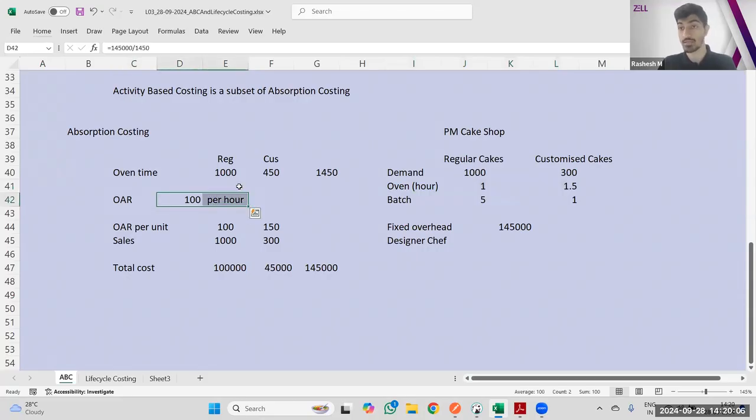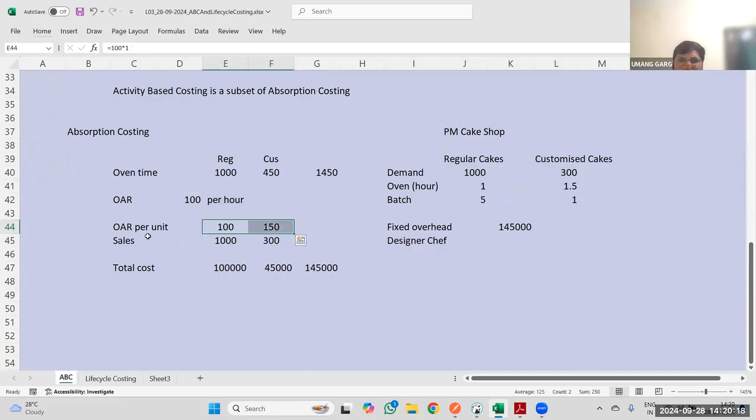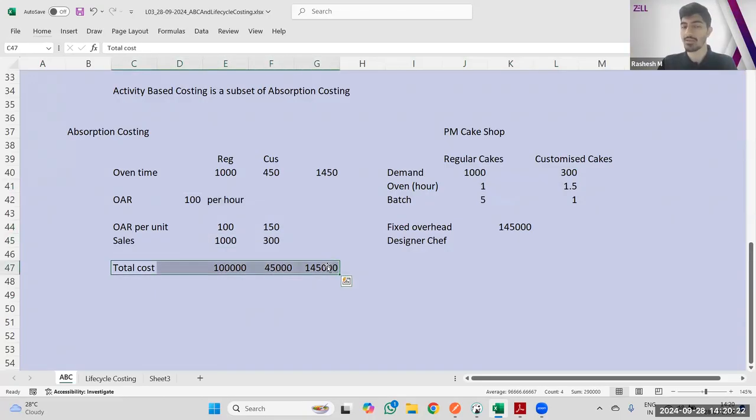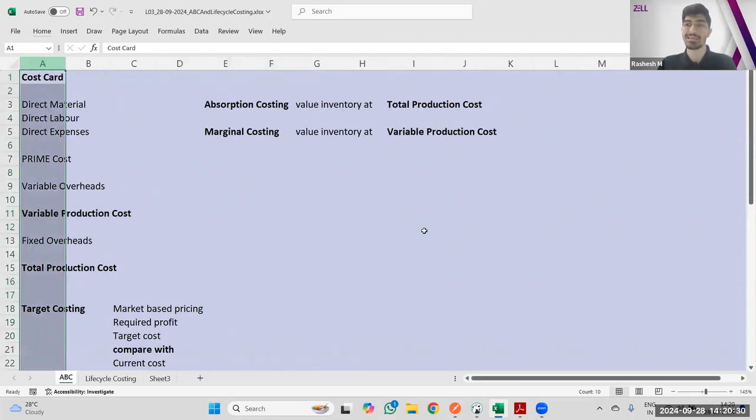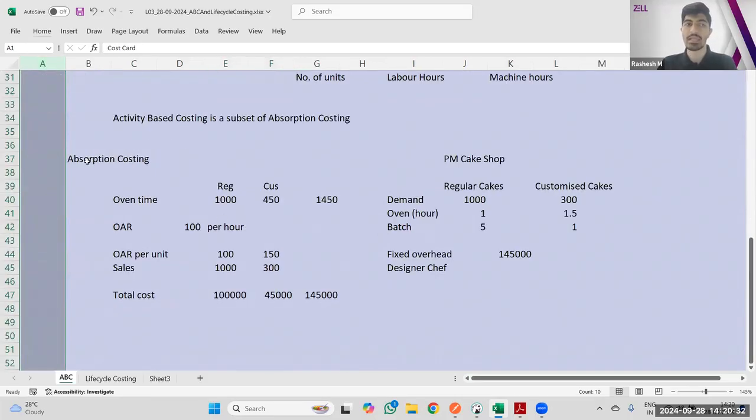So using machine hours as an allocation method under absorption costing, I found out that my overhead should be 100 rupees per hour. Since my regular cake takes 1 hour, I allocated it 100 rupees. Since my customized cake takes 1.5 hours, I allocated it 150 rupees. Using this, since I know that I sell X number of units, my total cost of 1,45,000 got covered. So this would become part of my cost card in my cakes. Correct? Any confusion so far, guys?